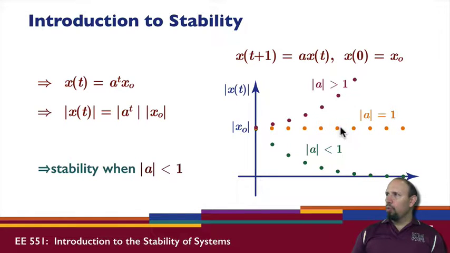If a is equal to 1 in magnitude, so for example, if x of t plus 1 is equal to x of t, then the next time x of t will be the same as x of t at this time, and so it'll just stay constant. And if a is of magnitude less than 1, then each time I will multiply by something less than 1, which means x of t plus 1 will be smaller than x of t, and we get convergence.